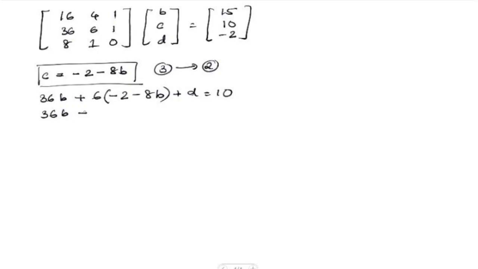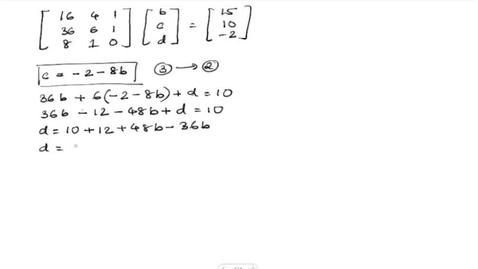So let me simplify it a bit more. So here you have minus 12 minus 48B plus D is equal to 10. And then you have D is equal to 10 plus 12 plus 48B minus 36B. So I've taken everything other than the D to the other side of the equation. And then if you solve that, you will get D is equal to 22 plus 12B, right? So I've got C in terms of B now, and I've got D in terms of B.